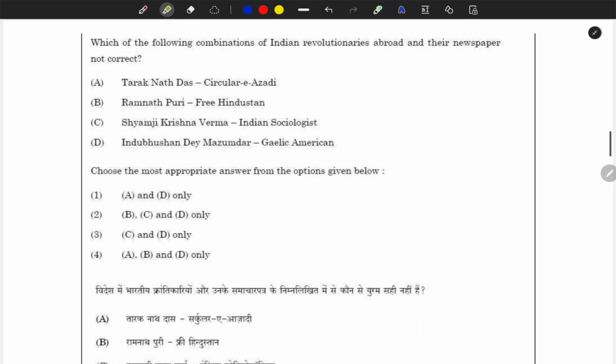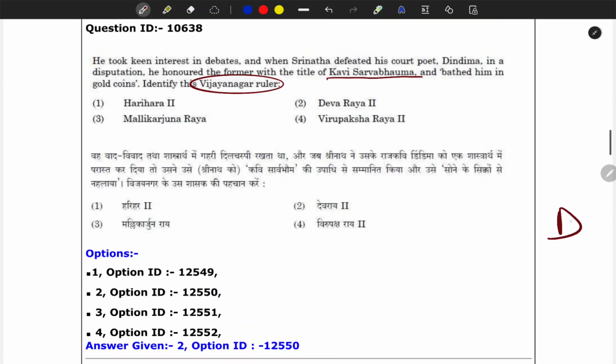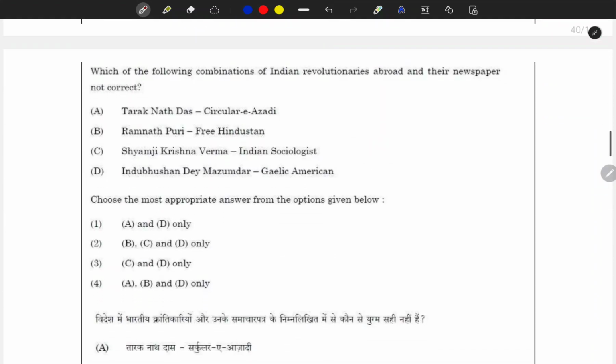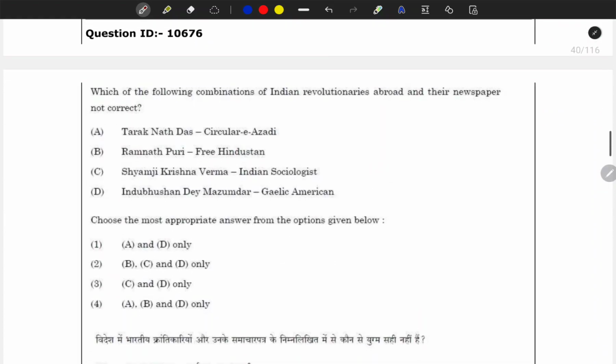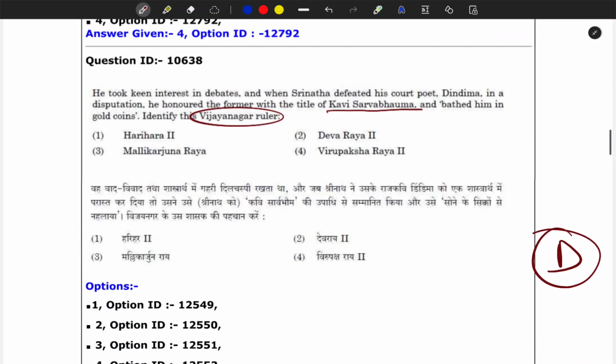Next question. Again, this is a difficult question. I'll just write it here. This is a difficult question for me, but when applying logic, this was easy.